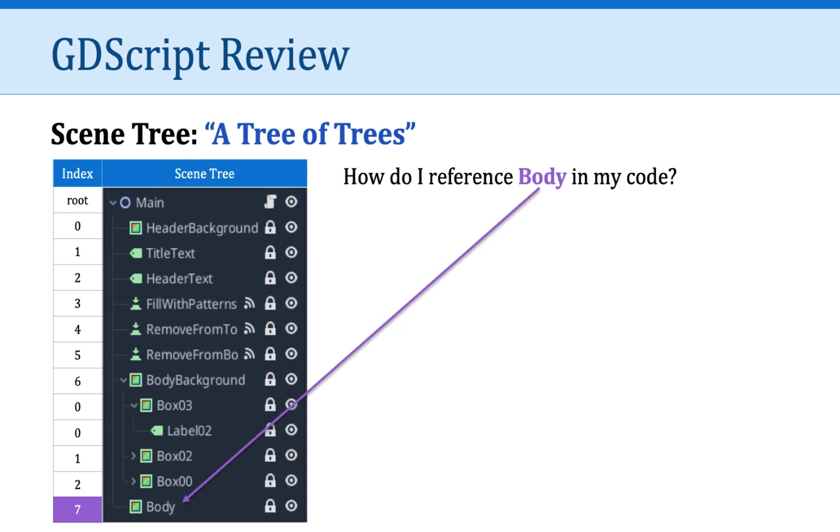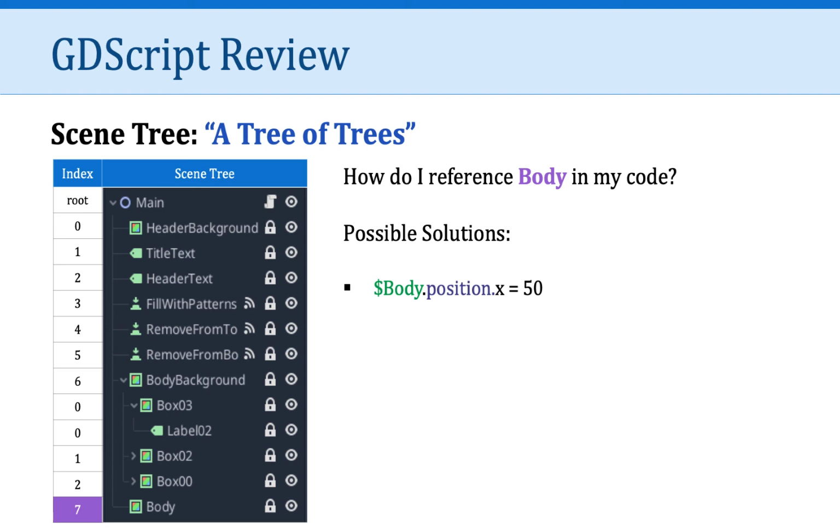Let's look at another example of communicating with body, which we know is the 8th child of main and has an index of 7. So one way I could communicate with body, for example, if I wanted to change its x position, I could say $body.position.x equals 50. Another way I could do that is say, Godot, get the child at index 7 and set the x value of its position equal to 50. And a third way I could do this is say, Godot, get the node with the string name of body and set the x value of position equal to 50. All three of those lines of code, again, accomplish the same thing. It's just different ways of accomplishing the objective.